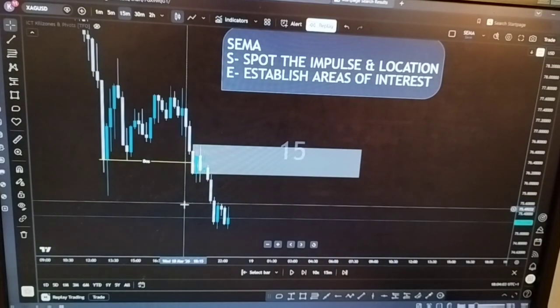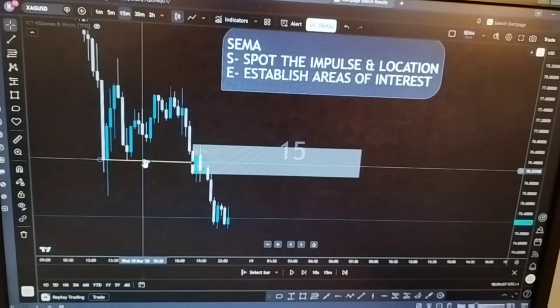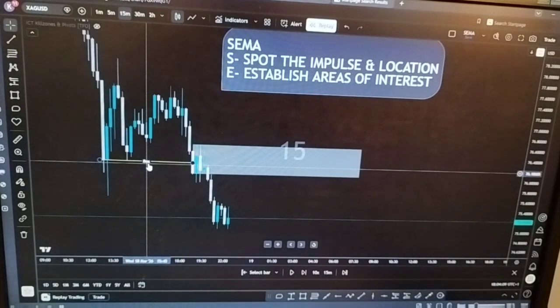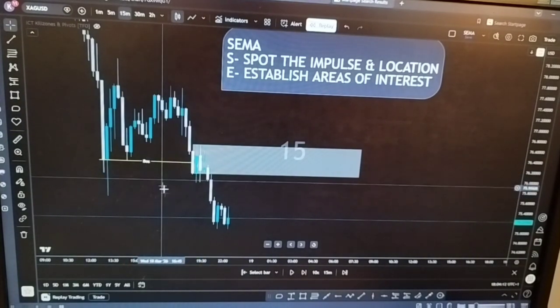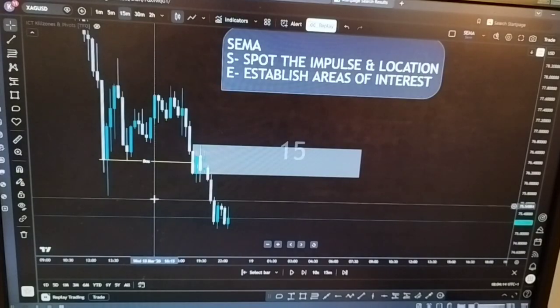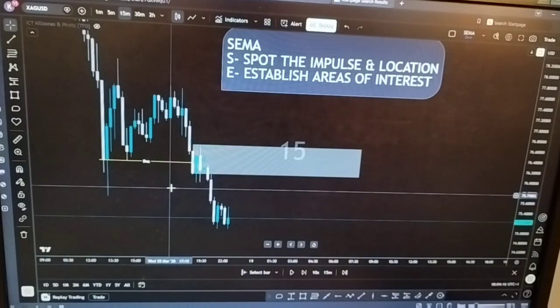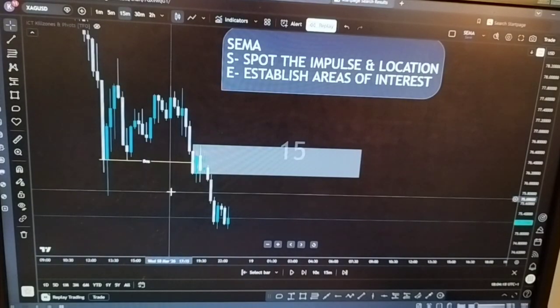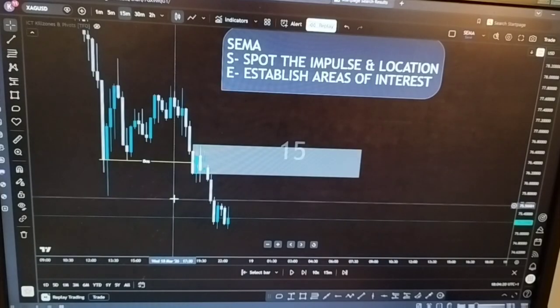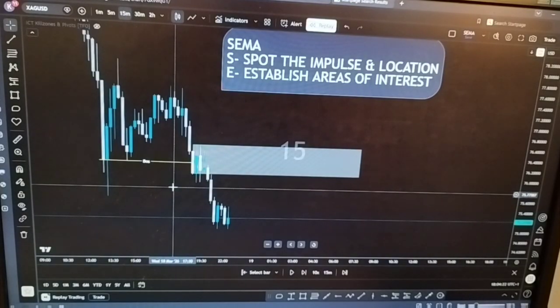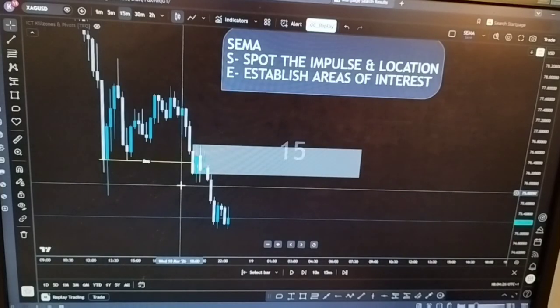Sometimes the decisional areas can happen before the impulsive break of structure. If I come across that pattern, I will let you know. So because this is an area where the market made a decision, it's a very important area that if price returns to that zone again, it is going to go down.